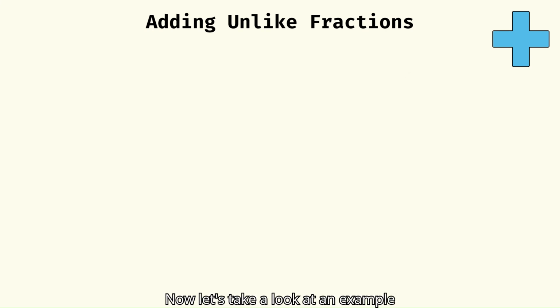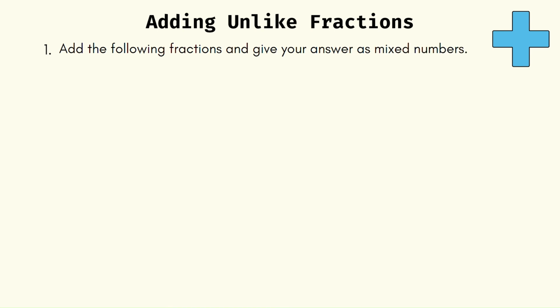Now let's take a look at an example question for adding unlike fractions. Add the following fractions and give your answer as mixed numbers. The fractions are 3 over 7 and 3 over 4.